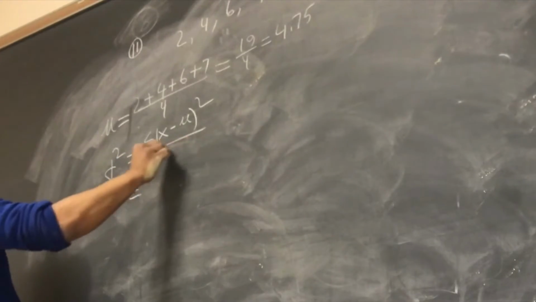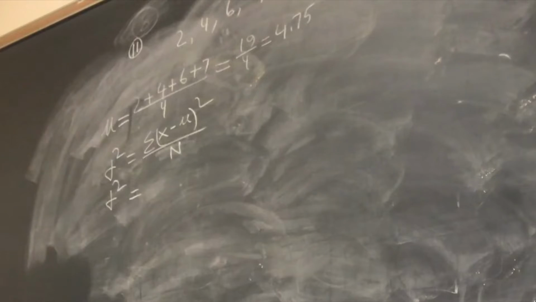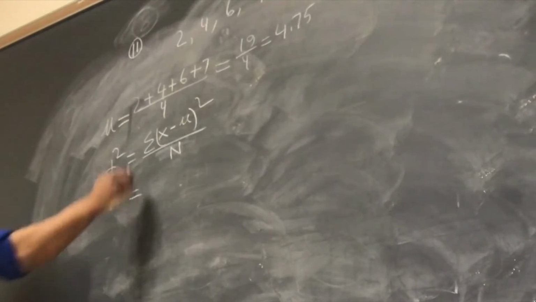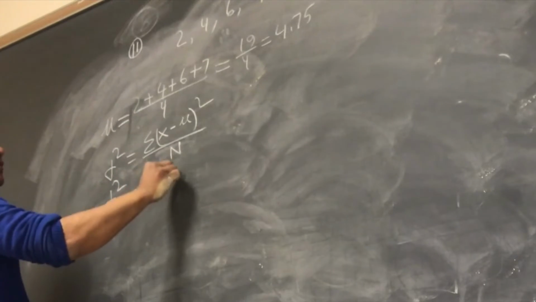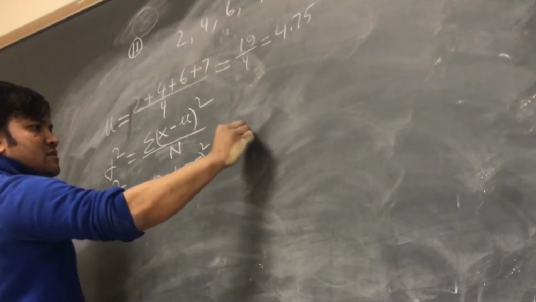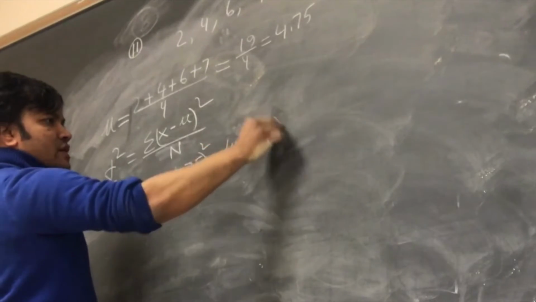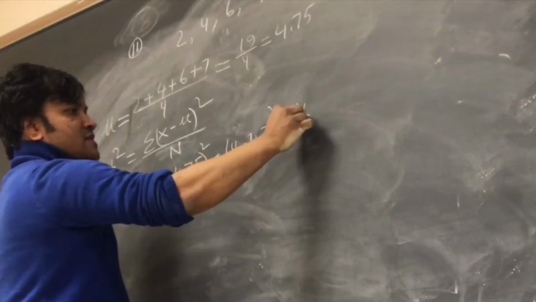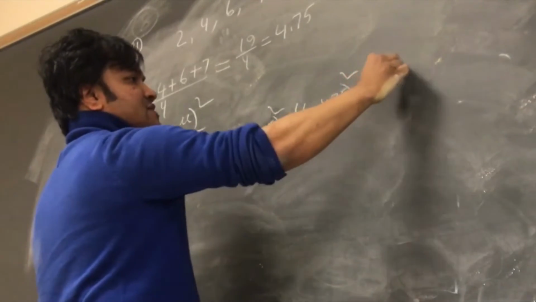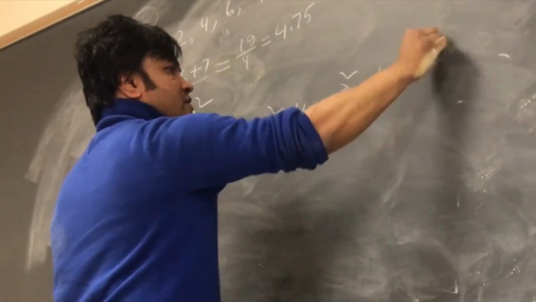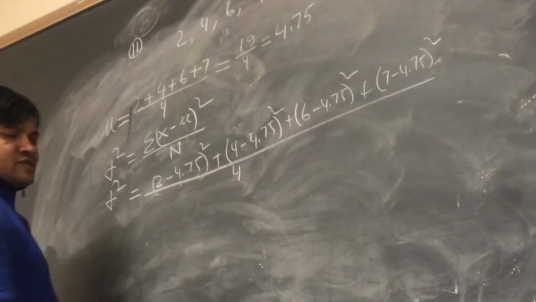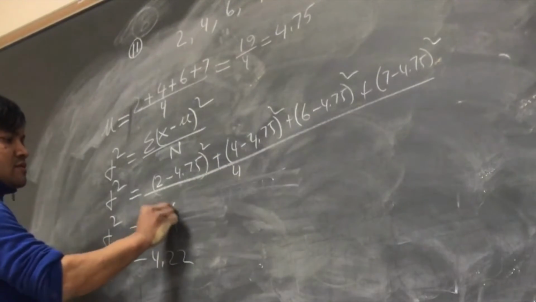Okay, so that formula is okay, right? (x2 minus 4.75) squared plus (4 minus 4.75) squared plus (6 minus 4.75) squared plus (7 minus 4.75) squared, everything over 4, not 4 minus 1. Everything over 4. Point 5625.